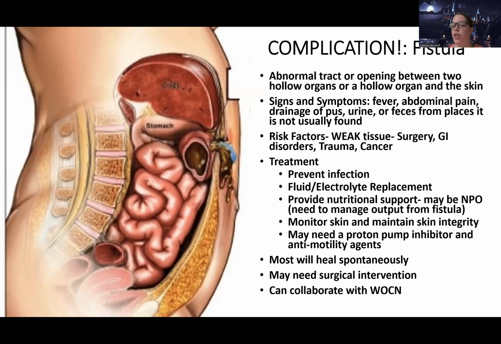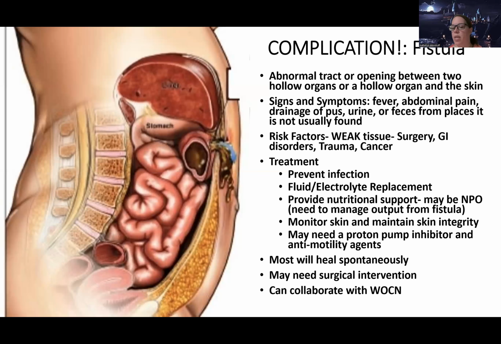Like I said, weak tissue, having a GI surgery, GI disorder, trauma, or cancer is going to put you at an increased risk for getting a fistula. We're going to treat it by, like I said, a big focus on infection prevention, fluid and electrolyte replacement, and monitoring their skin closely, because they can have very severe losses, since this new tract is leaking and going where it's not supposed to.